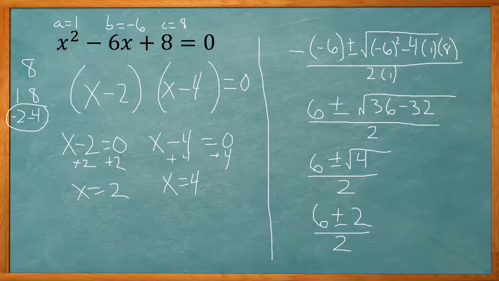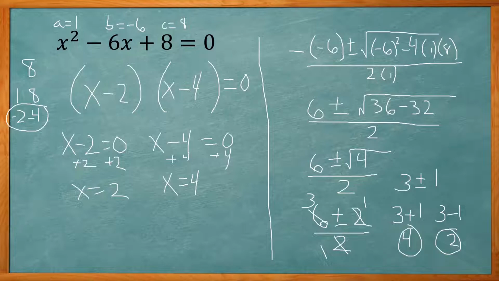Now I can reduce this. Each of them is divisible by 2. So this divided by 2 gives you 3, this divided by 2 gives you 1, and this divided by 2 gives you 1. So you end up with 3 plus or minus 1. Now you split it up: 3 plus 1, which is 4, and 3 minus 1, which is 2. So x equals 2 and 4, just like we got over here.